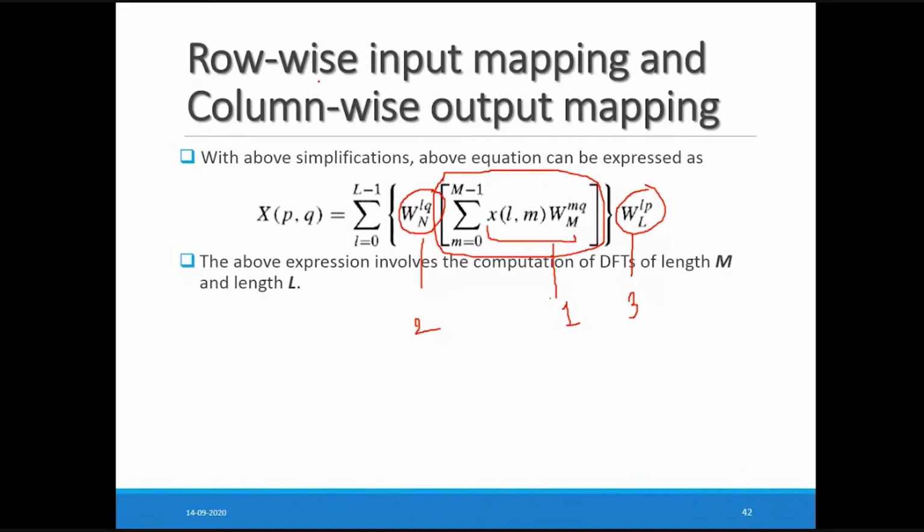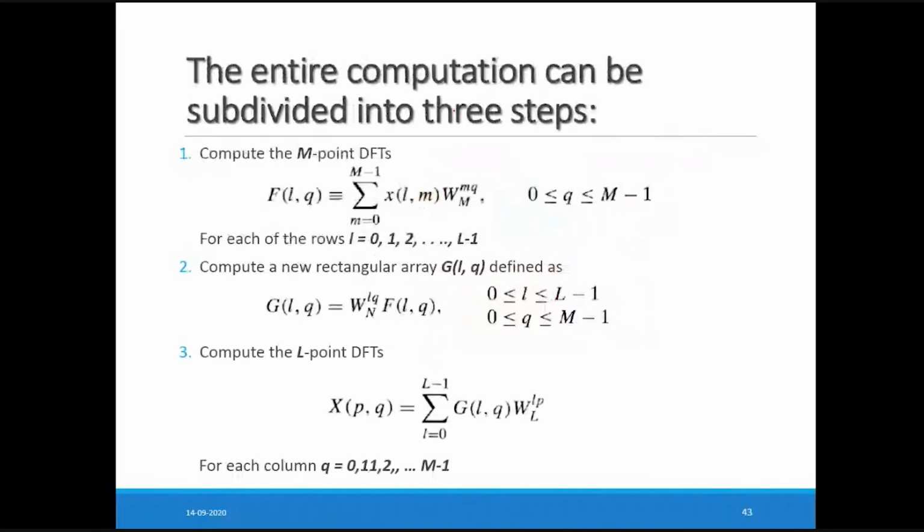This is the first term as I discussed, this is the second term and this is the third term. So these are our three main steps for the entire calculation. First is to compute m point DFTs, where we apply the new notation F of L, Q is equal to sigma m is equal to 0 to m minus 1, x of l, m, omega m raised to mq. So this is the first part.